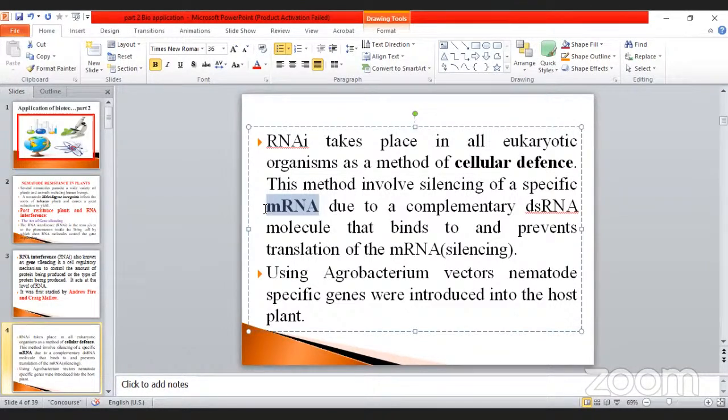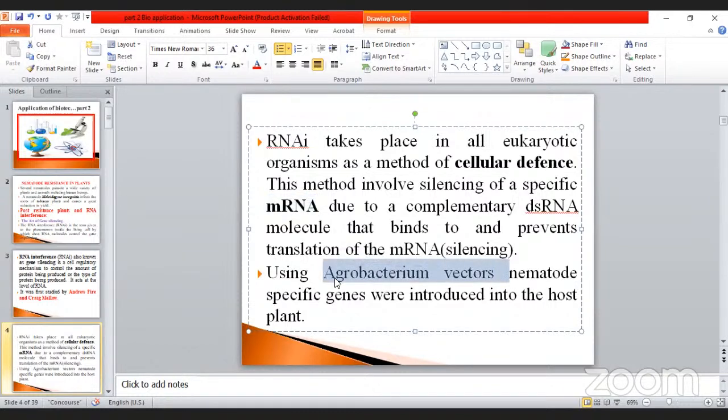Then only they bind to each other. Complementary means it will exactly join with the nitrogen bases of the double-stranded RNA as well as the mRNA. This is prevented by RNAi. And another one is using Agrobacterium vectors.